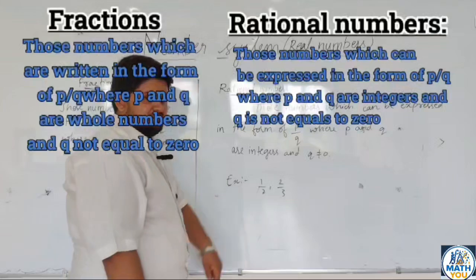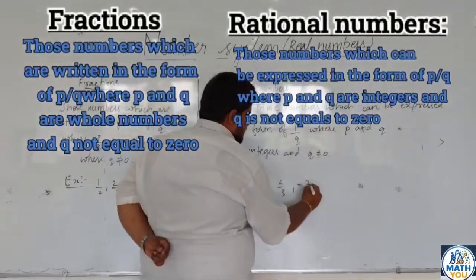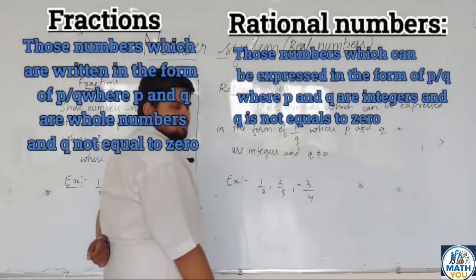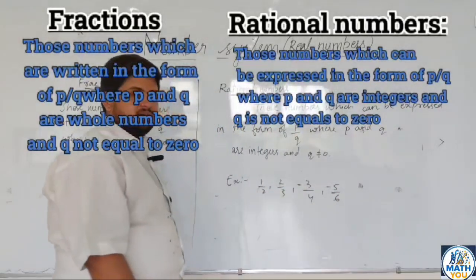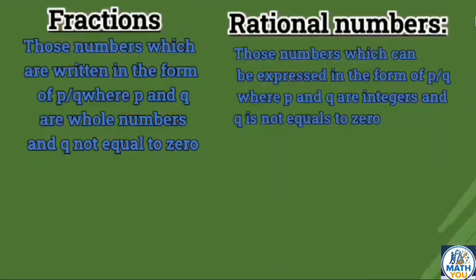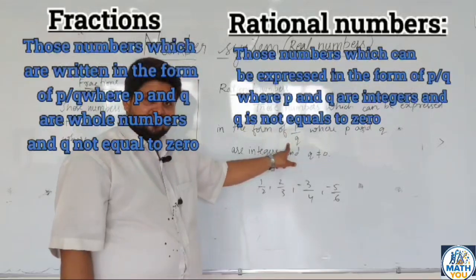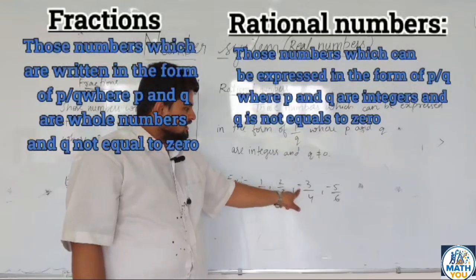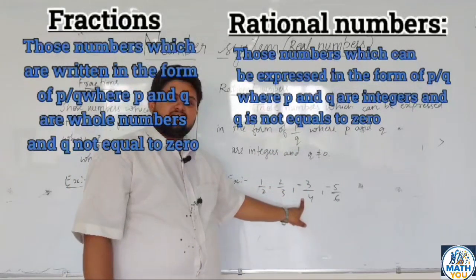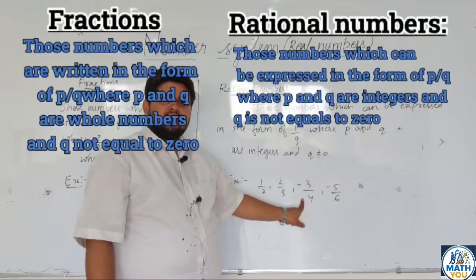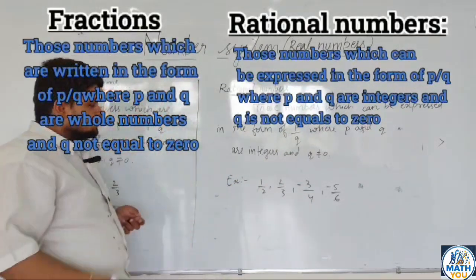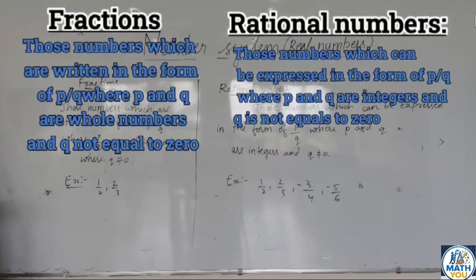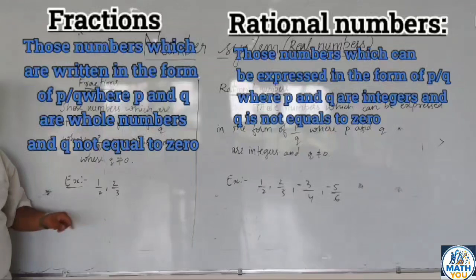Here we can add one more example, that is -3/4 or -5/6. So here p and q are integers, in the sense here both the numbers in the numerator and the denominator can be negative also, whereas in fractions we are not going to get negative numbers.